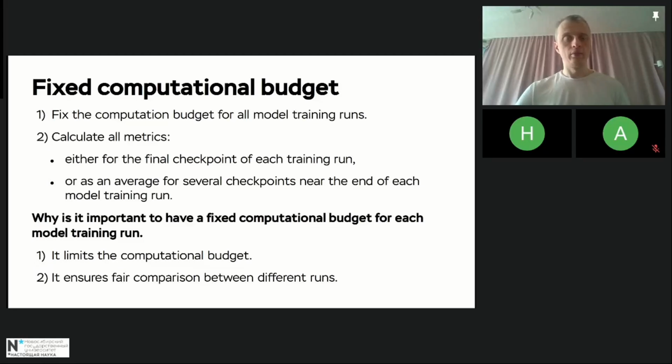And the second idea is that a fixed computational budget for each model training run guarantees that the comparison between different models is fair, because each model is trained under identical resource limitations. There are different ways to set a fixed computational budget. For example, we used a fixed time limit for each model's training run. In our case, it was a 12-hour training period for each model. And to calculate metrics for the trained model, you may use either the final checkpoint of each training run, or the average across several checkpoints near the end of the training.